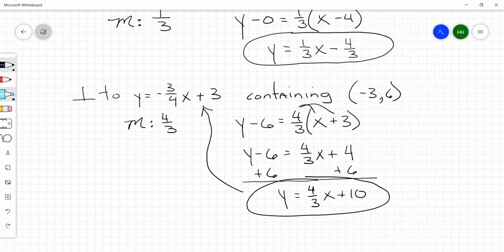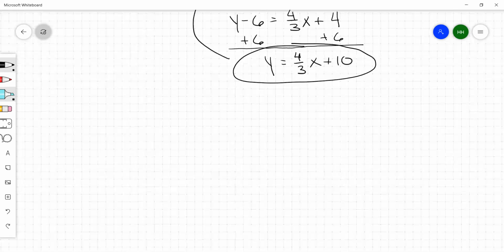Here's your practice for today, in the workbook, page 37. One through 8. Fifteen through 20.